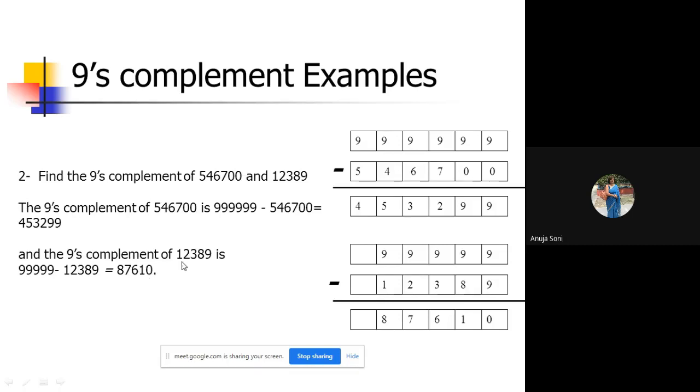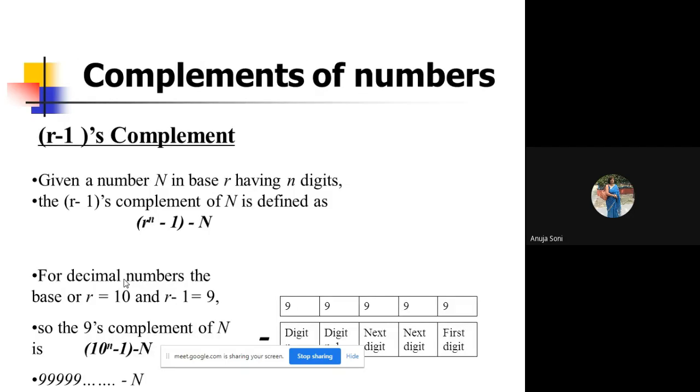We take one more example. In case we have to find the 9's complement of 12389, how do we find it directly? First of all, you have to count the number of digits. 5 digits are there. So you have to have that many 9's, and subtract this number from those 5 nines. Five 9's minus the given value, ultimately, gives the 9's complement. It will be 87610.